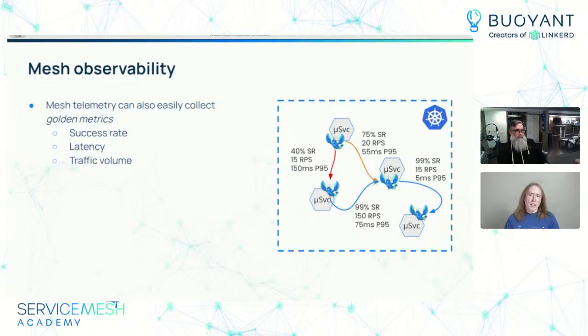Likewise, the mesh can very easily collect golden metrics, success rate, latency, traffic volume, and publish all of these things uniformly across the entire application.